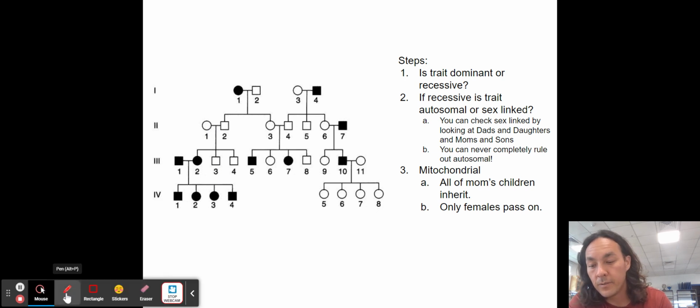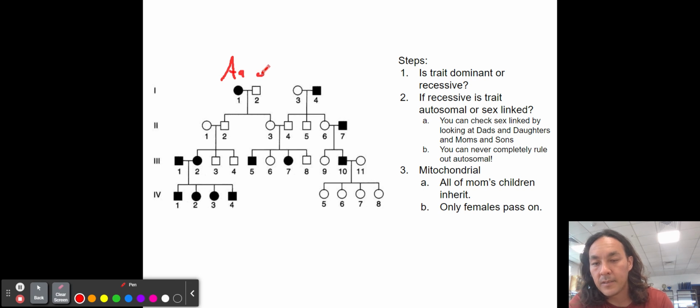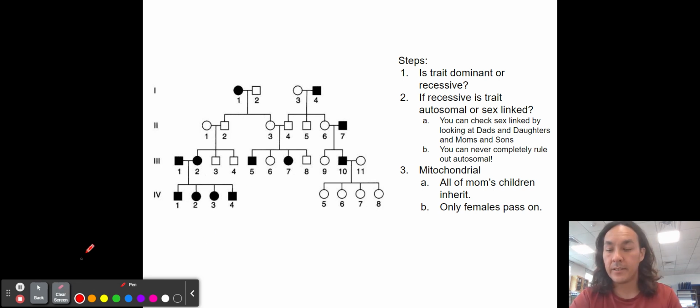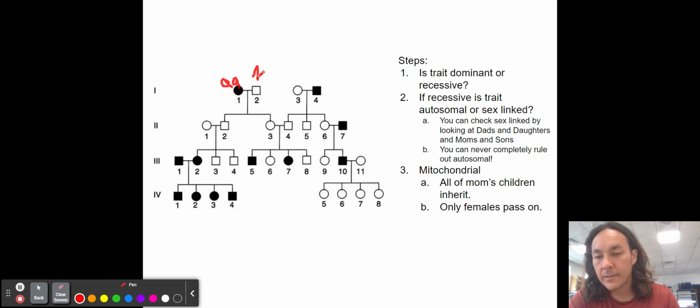So let's do the counter. If it was dominant, and if this was capital A, little a, that would mean that this one was little a, little a. It would mean that all these children are little a, little a. We know for I-1, even though they marry into the family, because they don't have the trait, that's impossible. It doesn't work. All right, so it's using reasoning. It has to be recessive. Here is the little a, little a. Here's the capital A.